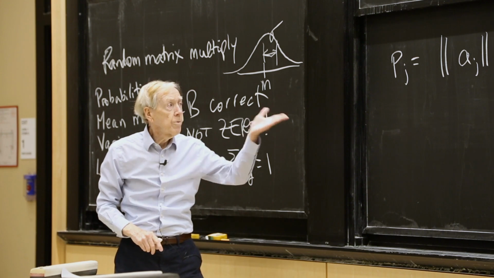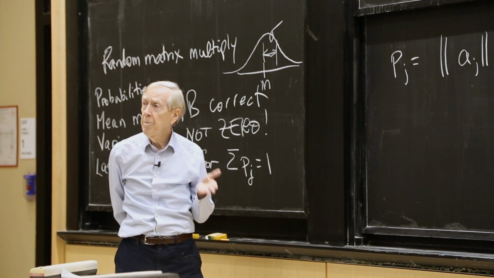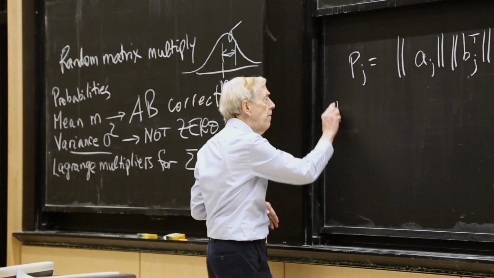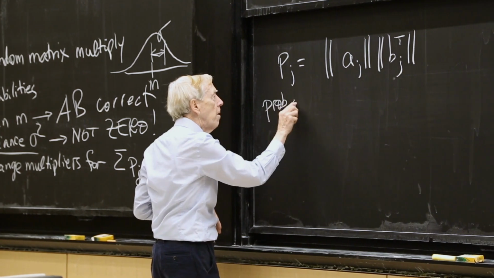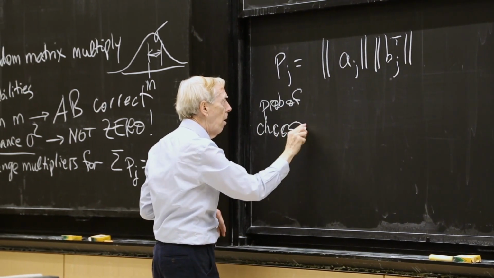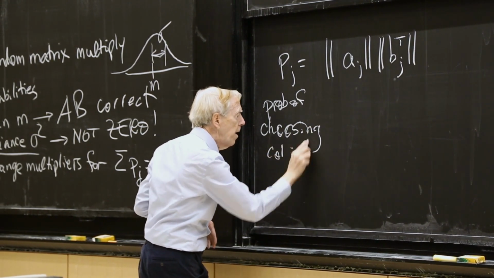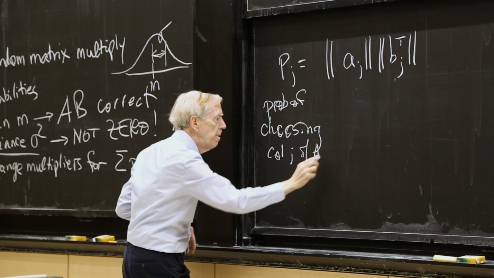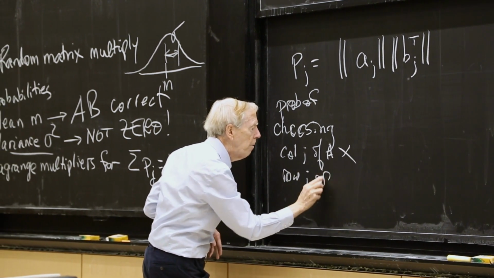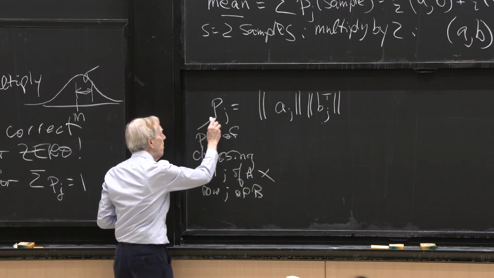But now those don't add up to 1. So how do I make the probabilities add up to 1? This is the probability of choosing column J of A times row J of B. That's what Pj refers to.